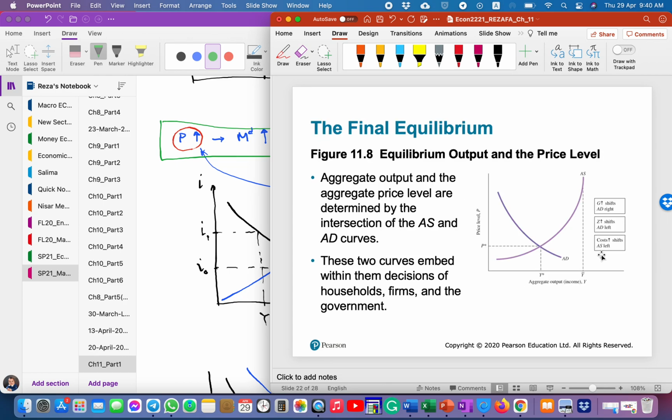So now we would go to the equilibrium. We would go to the equilibrium and then we will wrap it up. So in the next video, we will talk about the overall equilibrium. Thank you.